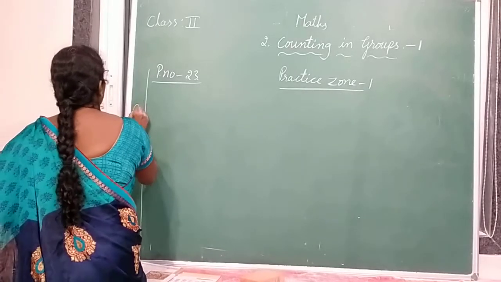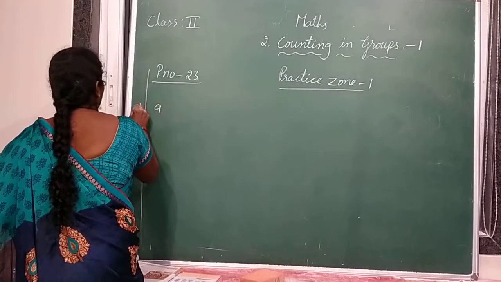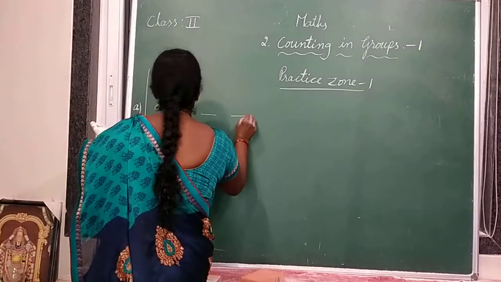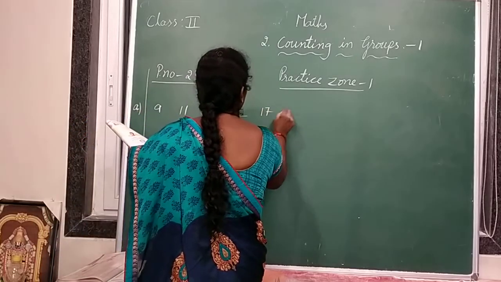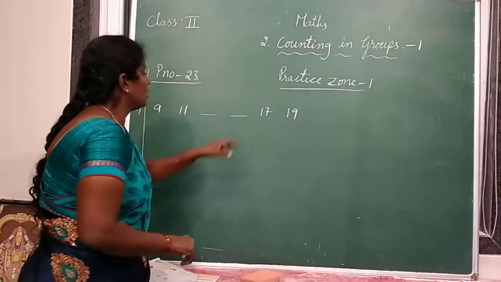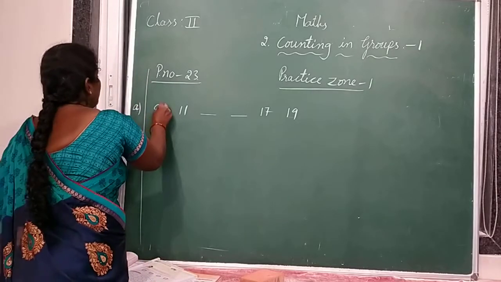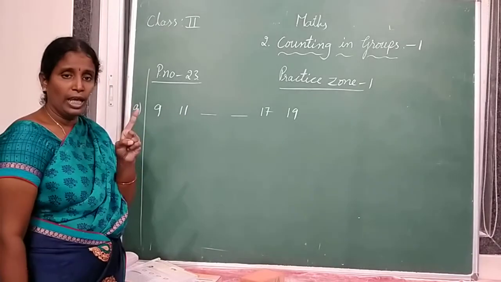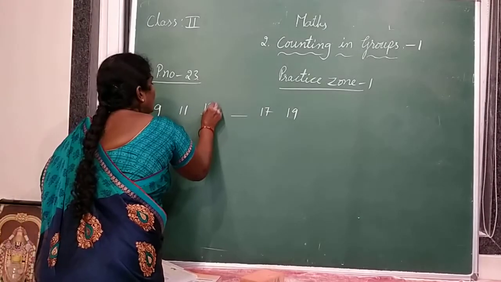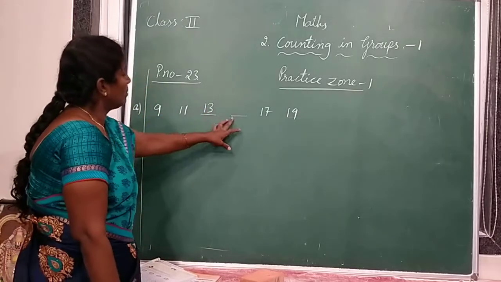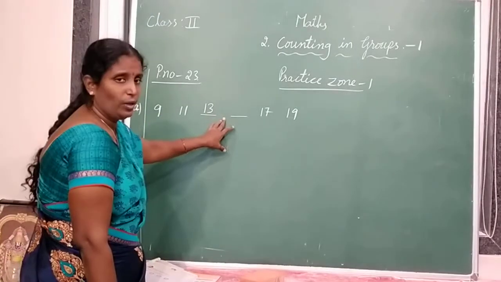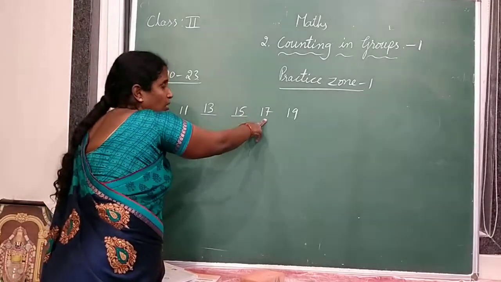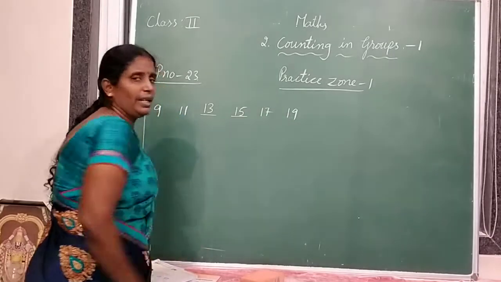See here, first one is 9, 11. After that, skip the 2 numbers. 17, 19. Can you fill this? So 9 after, 10, 11. Next, 12. What will come here? 13. Next, skip counting. 13 after, leave 14 and 15. Leave 16, 17. So we have to skip 18 and 19.